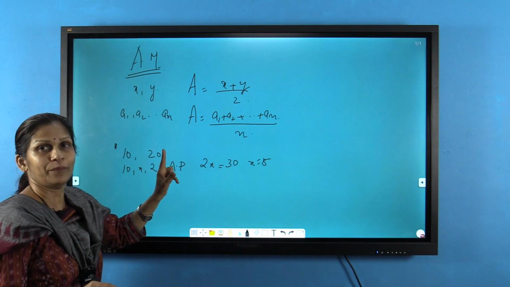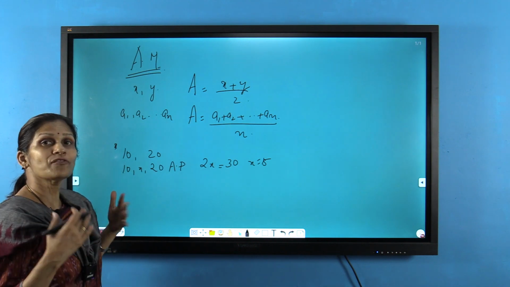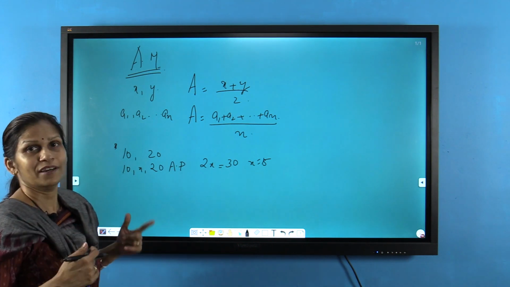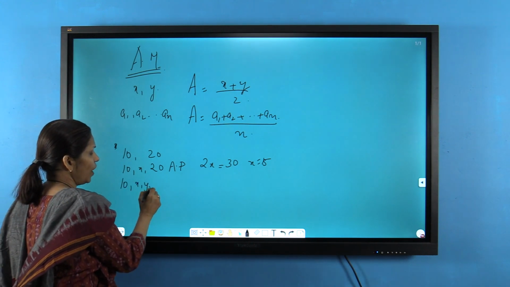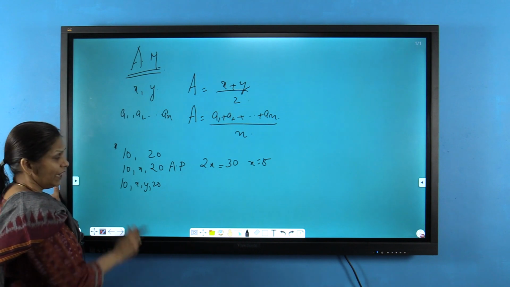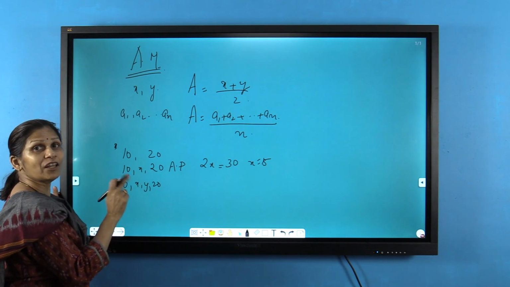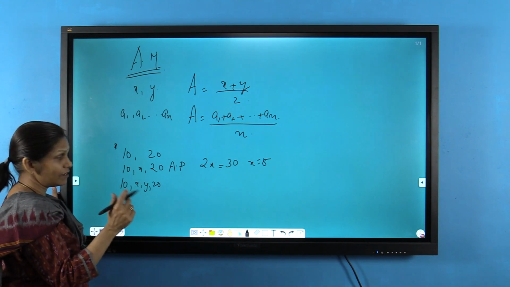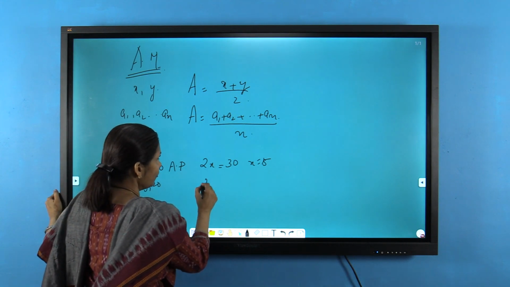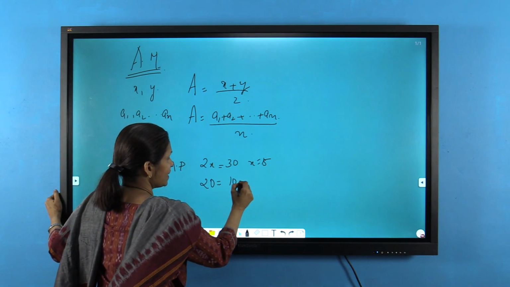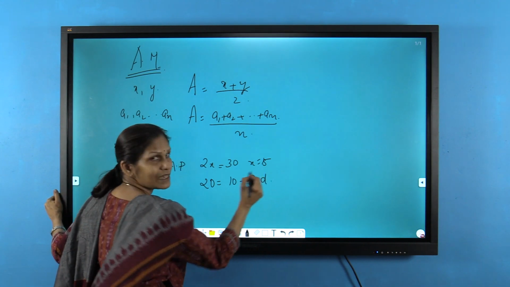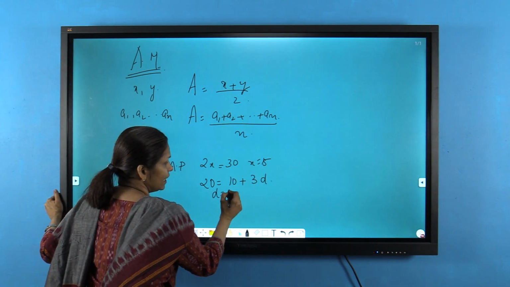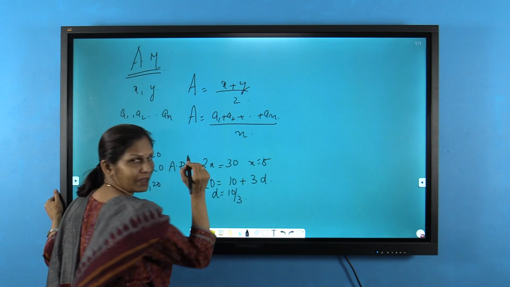So, what is the number to be inserted? It's the arithmetic mean. Now, suppose you have to insert two terms for it to be an AP. So, I would have 10, x, y, 20 in an AP. In this AP, isn't 20 the fourth term and 10 the first term? So, A4 is 10 plus n minus 1, that is 3 times d. So, what is d? It is 10 by 3.